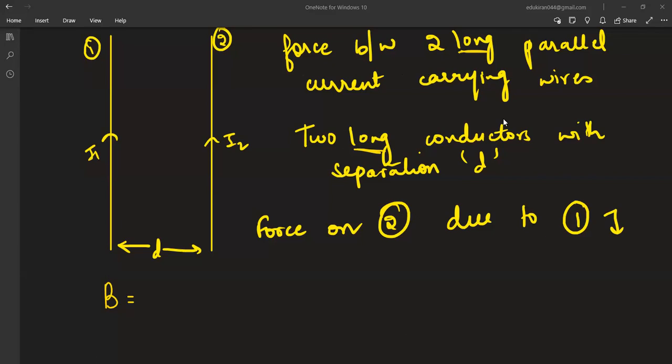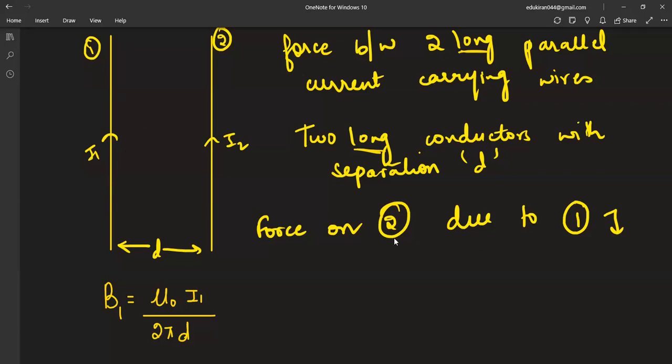At least you people can turn up your pages and look up the formula. Mu not I by 2 pi r. Yes, this is the formula. So mu not, what is the current? Current we have assumed to be I1, 2 pi r. So what is our separation? What is our r? We have D. So this is the magnetic field due to the first wire on the second.